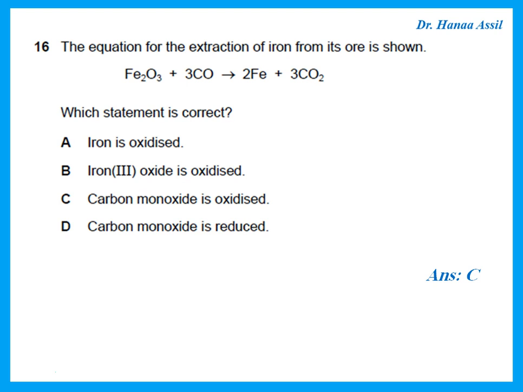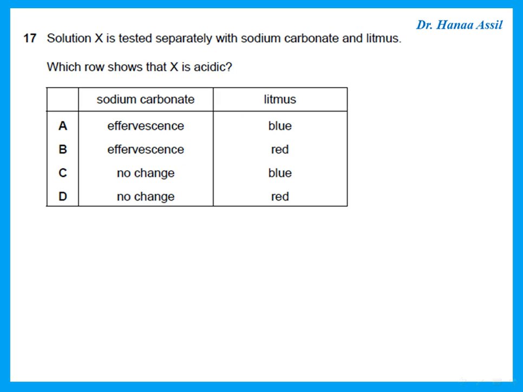The CO changed to CO2, so that means that it gained oxygen. So that is oxidized. Solution X is tested separately with sodium carbonate and litmus. Which row shows that X is acidic?